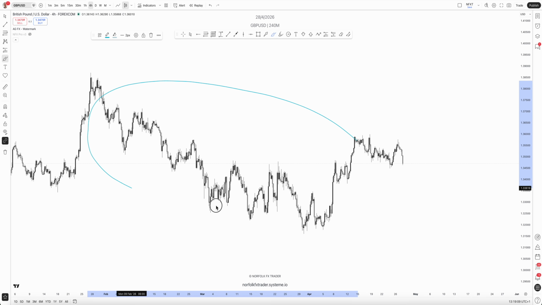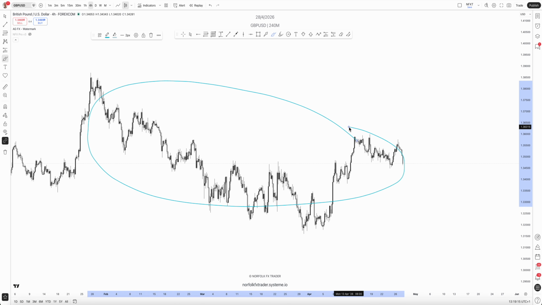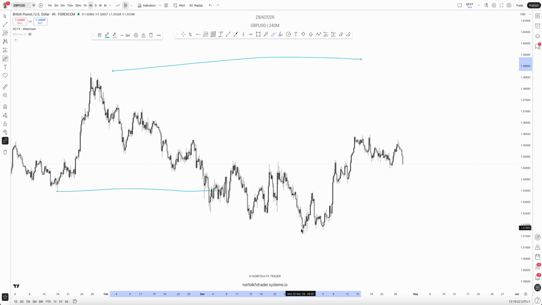Take a look at this area of price. Now be honest and drop a comment down below. Would you know where to start mapping this up? Would you basically be looking at this as a major swing break, and a swing high, and this is a swing low?